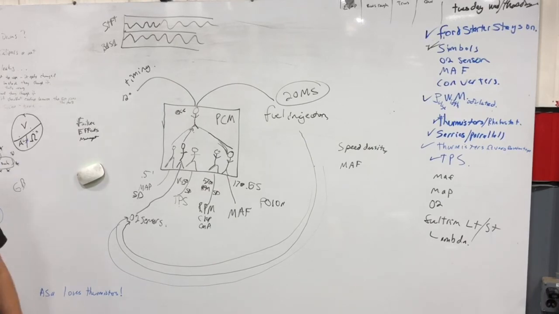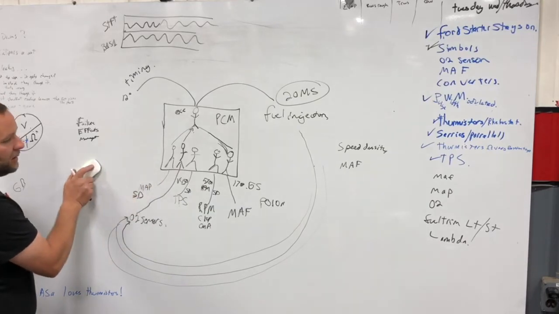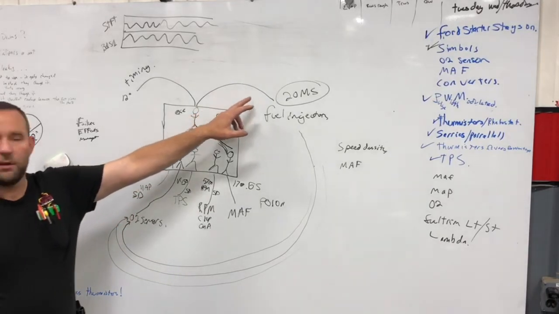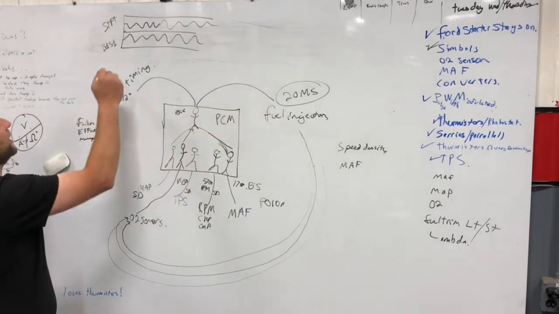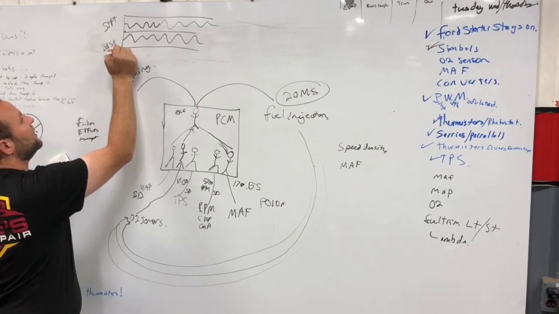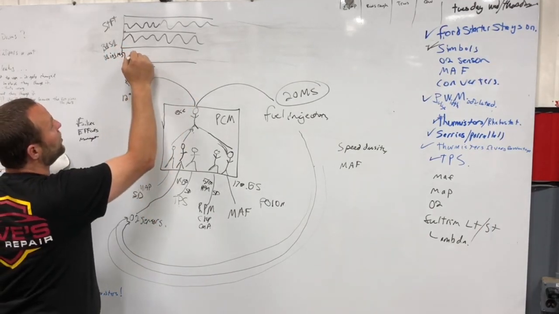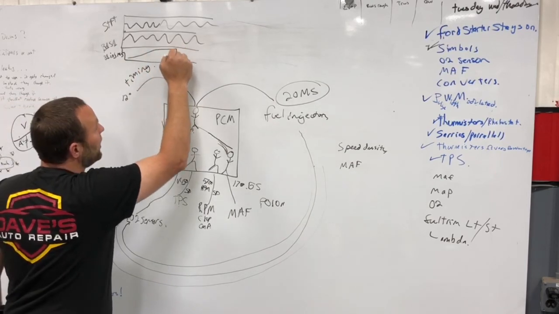Does that make sense? So where are you getting that number from? That's the question. What 20 milliseconds, how do you know? It'll be right here. It'll be in the scan tool. V1 injector MS. As you hit that throttle, it'll go up, and then you let off and it'll go back down.